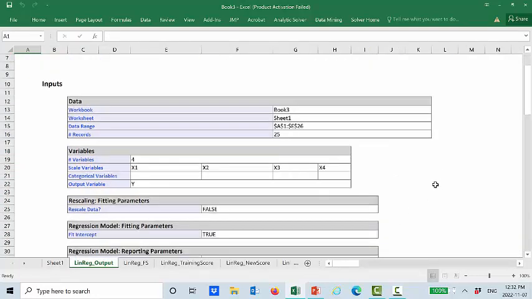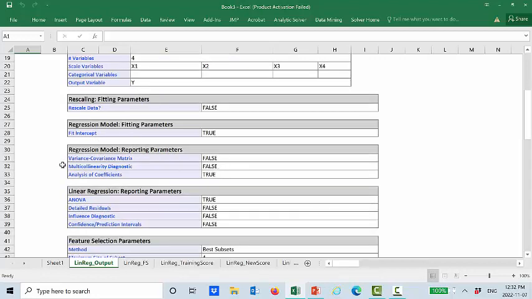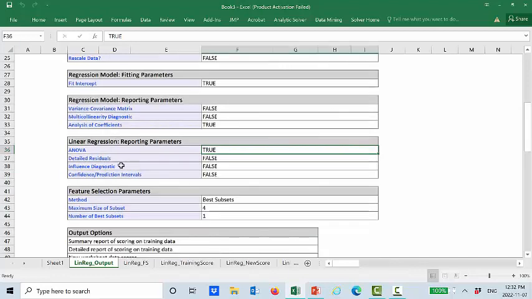Excel is giving me everything, every step that I have done. I did not want to rescale the data, so it says false. I had an intercept, true. I did not ask for the variance-covariance matrix or the multicollinearity diagnostic, so that's why it's false. I asked for an analysis of coefficients. I asked for the ANOVA, that's why it's true. I did not ask for any other diagnostic.